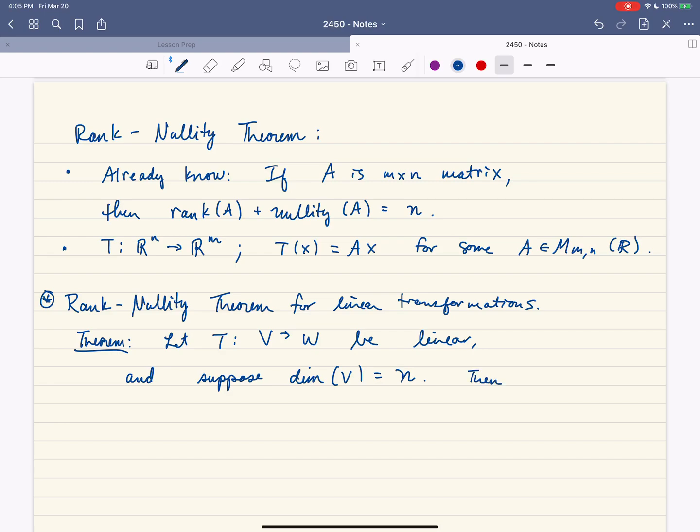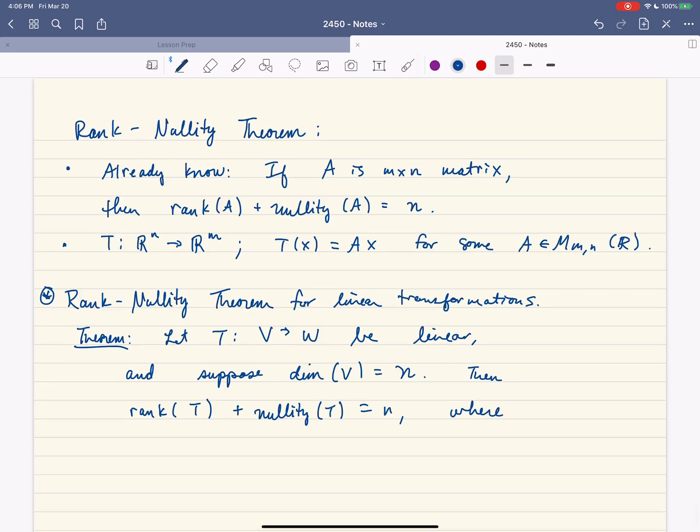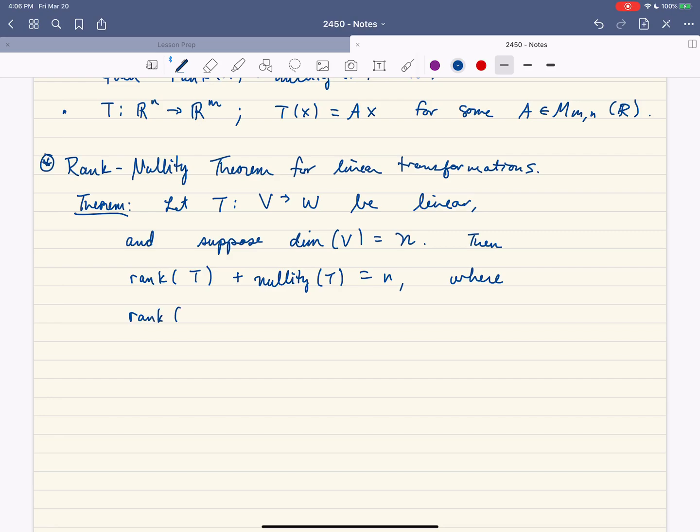Then it turns out that the rank of T plus the nullity of T has to be n, where what I mean by the rank of T is the dimension of the image of T, and where the nullity of T is the dimension of the kernel of T. Okay, and so that's the rank nullity theorem.